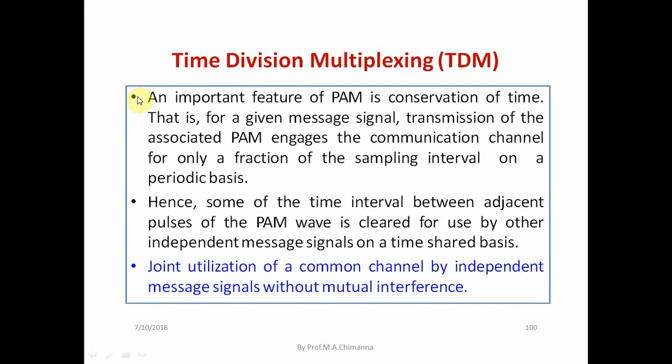Then an important feature of PAM is the conversion of time. For the given message signal transmission, the PAM wave engages the communication channel for only a fraction of the sampling interval on a periodic basis. Hence some of the time interval between the adjacent pulses of the PAM wave is cleared for use by other independent message signals on a time shared basis. So the joint utilization of a common channel by independent message signals without mutual interference is called time division multiplexing.